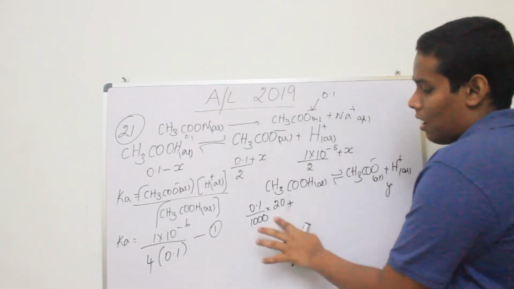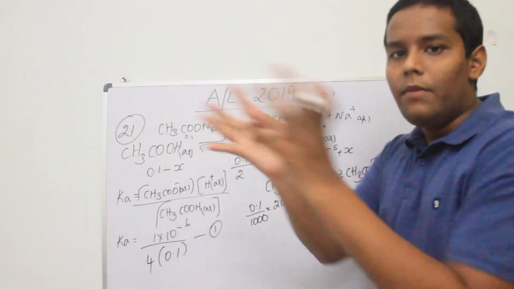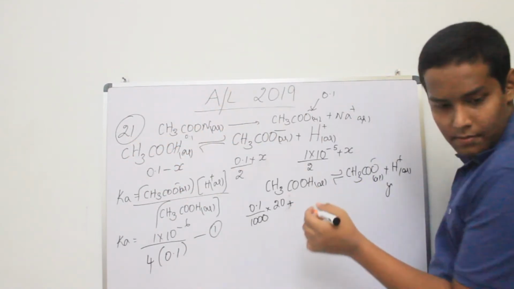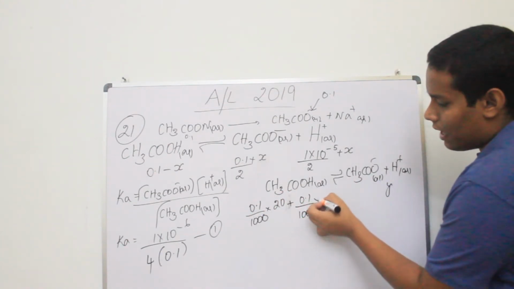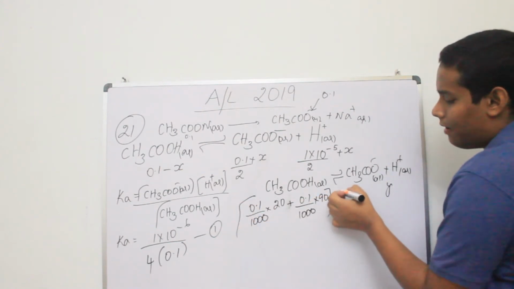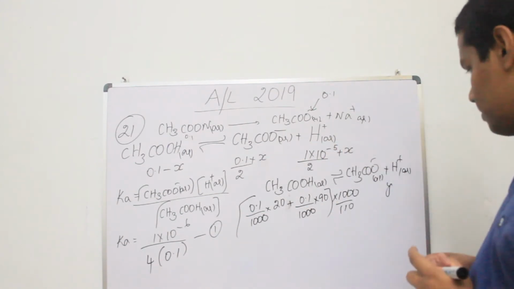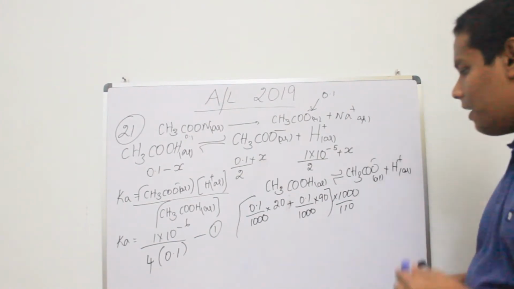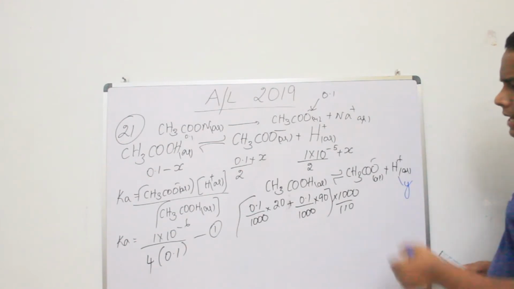Plus. Now the new solution that we are introducing, the newly introduced solution, that is 0.1 over 1000 into 90. Total volume 110,000. This is the new CH3COOH aqueous concentration. H plus aqueous concentration is not known. I consider that one to be Y. That's what we are supposed to find. Y. CH3COO minus aqueous concentration.